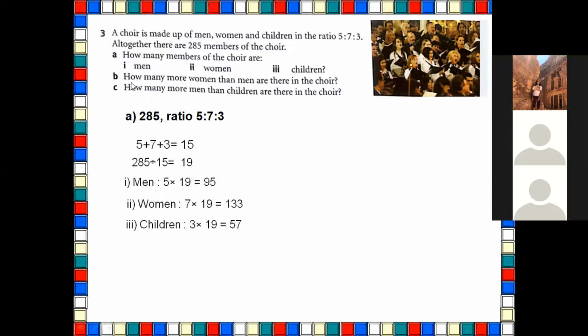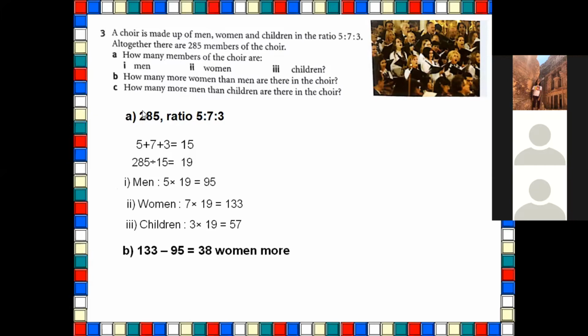Now part B says, how many more women than men are there? How many more women than men? The men are 95. The women are 133. So to find how many more the women are than the men, just subtract them. To know the women are more than the men by how much? So there are 38 more women than men.